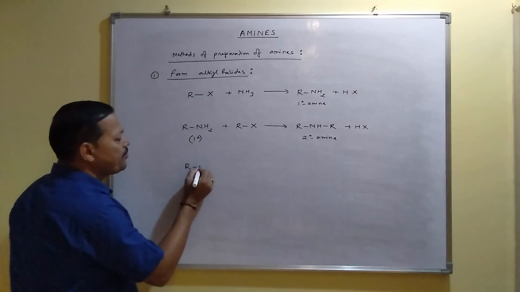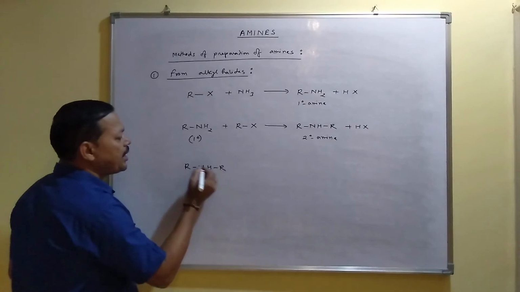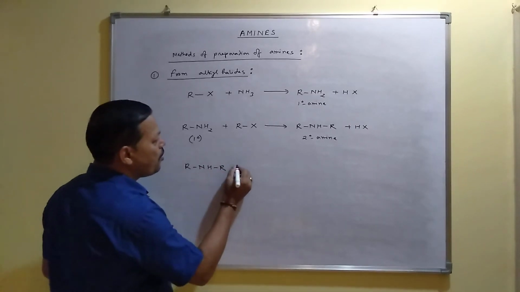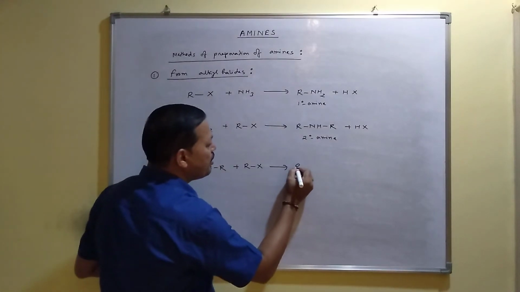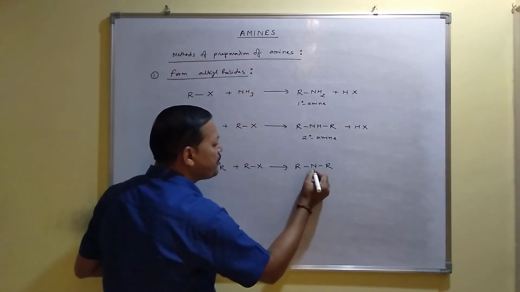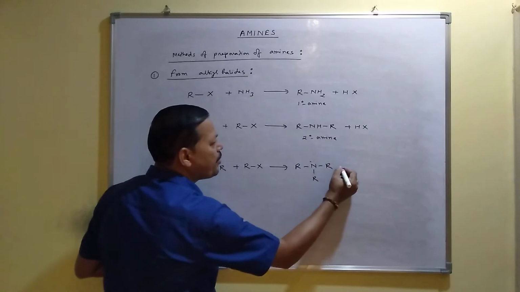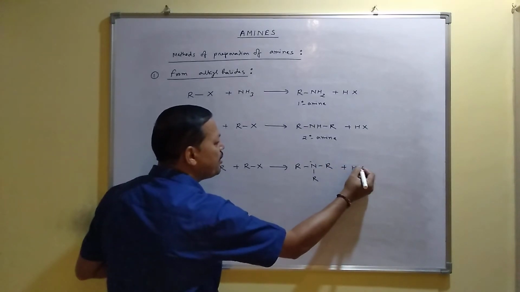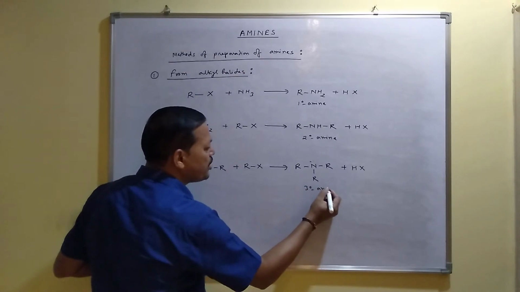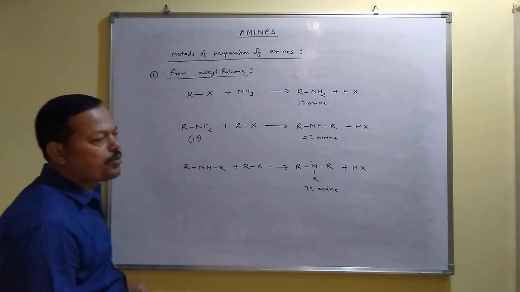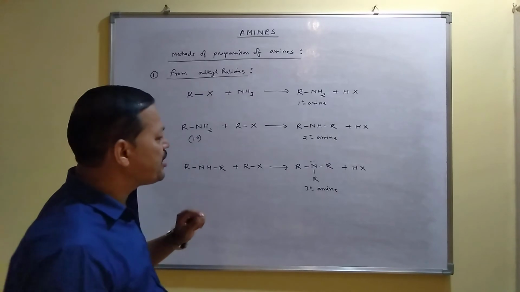Similarly, if this secondary amine combines with another haloalkane, then another hydrogen will be replaced and it will convert to a tertiary amine. Again it will release hydrogen halide. So this is one of the methods from which we can prepare primary, secondary and tertiary amines.